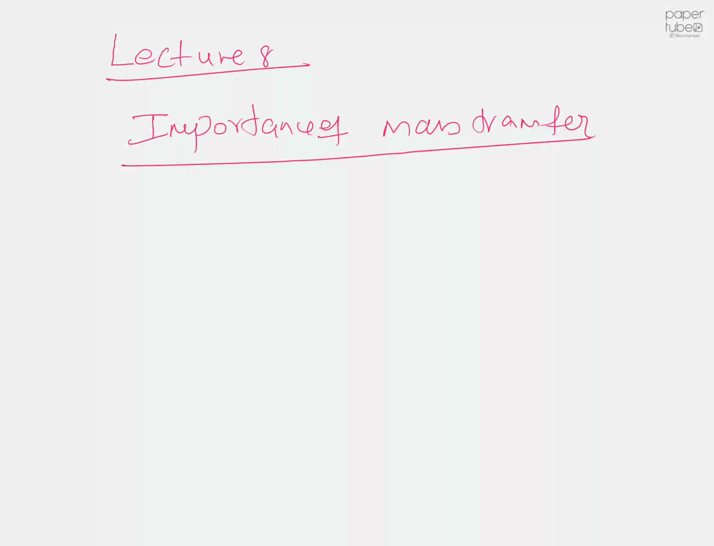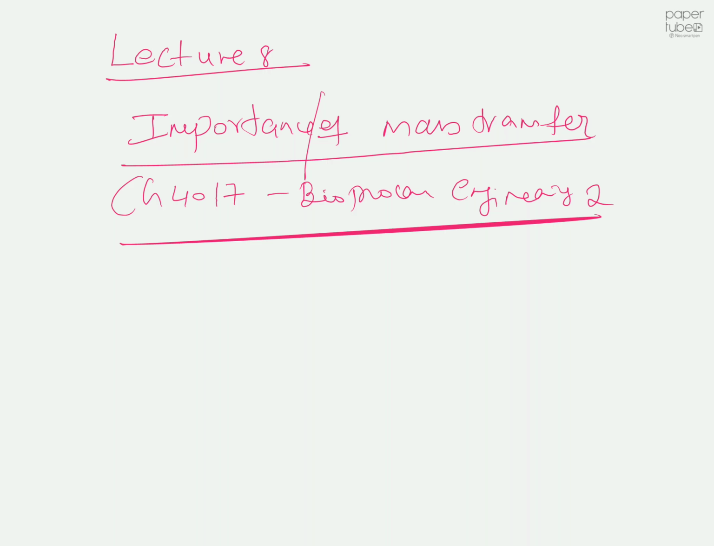In this lecture, we are going to see the importance of mass transfer. You are going to study this topic in detail in CG4017 Bioprocess Engineering 2. But for this module, all I'm going to show is some basics.